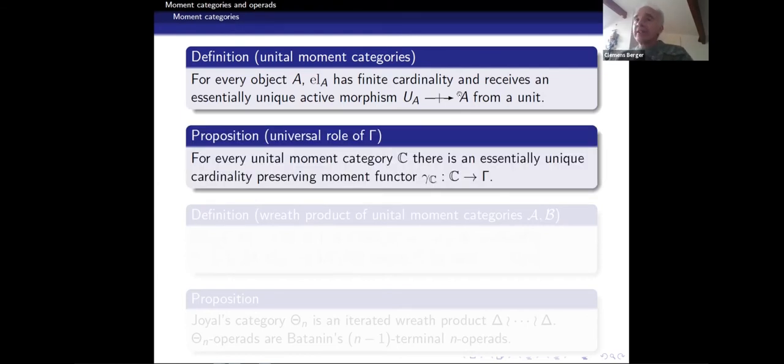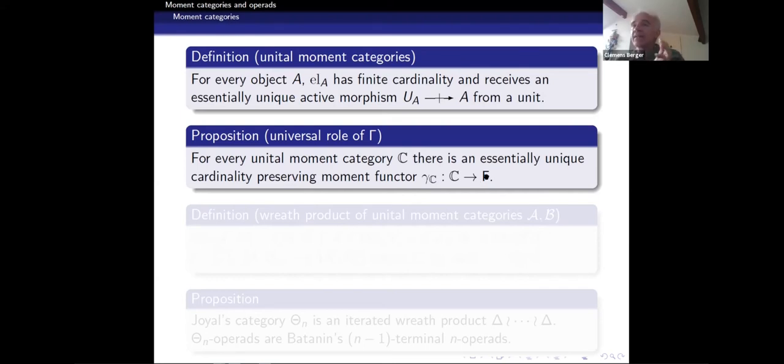Siegel's category gamma is very important because it plays a universal role. For every unital moment category, you have an essentially unique functor from your moment category to gamma. The functor is easily defined. It just associates to an object of C the set of elementary moments viewed as an object of gamma. So this functor is the cardinality functor.